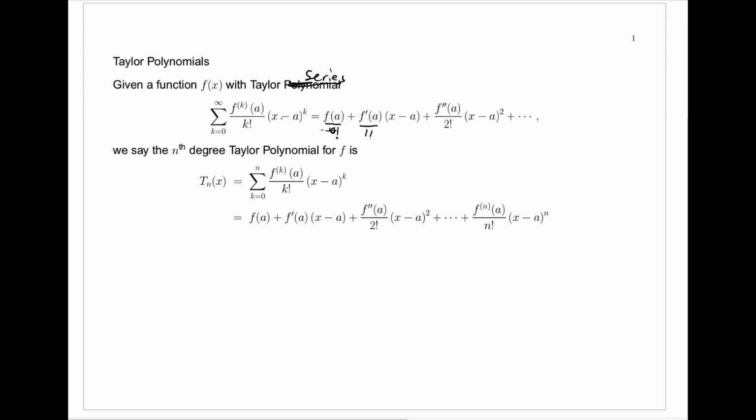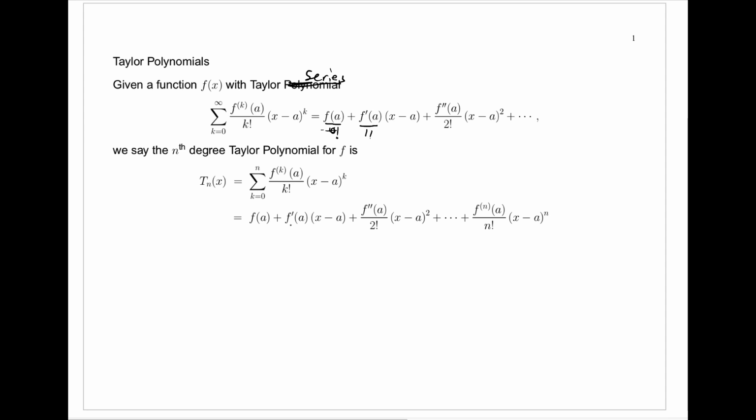That's the Taylor series. What do we mean by the nth degree Taylor polynomial? Well, what we mean is just a partial sum of this Taylor series, the first n terms of the Taylor series. When I say first n terms, I mean go all the way out to the nth order term. So if you include the 0th term, that would be n plus 1 terms. The nth degree Taylor polynomial is just the sum from k equals 0 to n of this kth Taylor coefficient, the kth derivative of f at a over k factorial, times x minus a to the k.